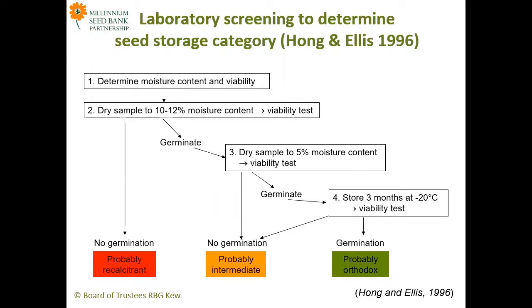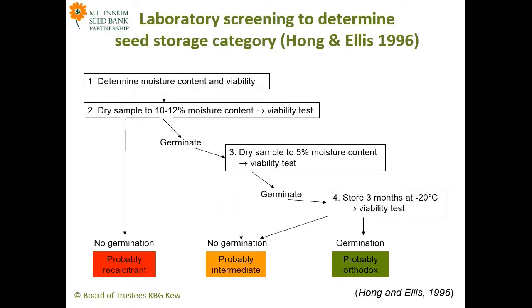This is a protocol developed by Hong and Ellis to determine seed storage behavior. It is a very comprehensive test. Basically, this involves an initial determination of moisture content and viability when the seed is fresh. This is then followed by desiccating the seeds to an intermediate moisture level at around 10 to 12% ERH. Sorry, 10 to 12% moisture content. Seeds that don't germinate are probably recalcitrant.